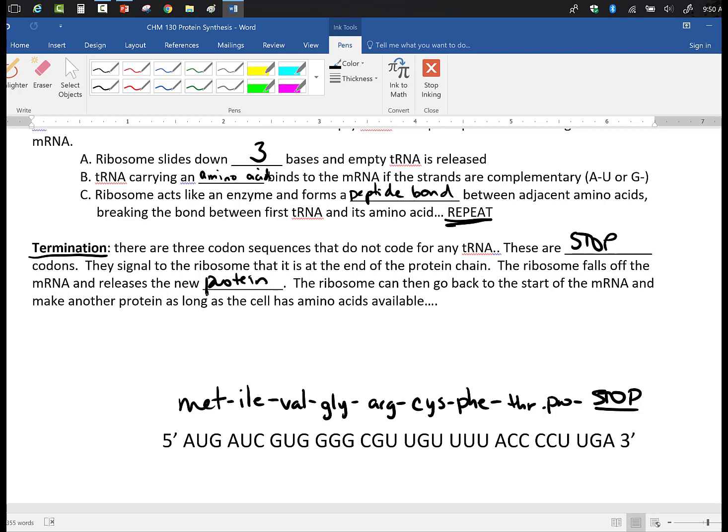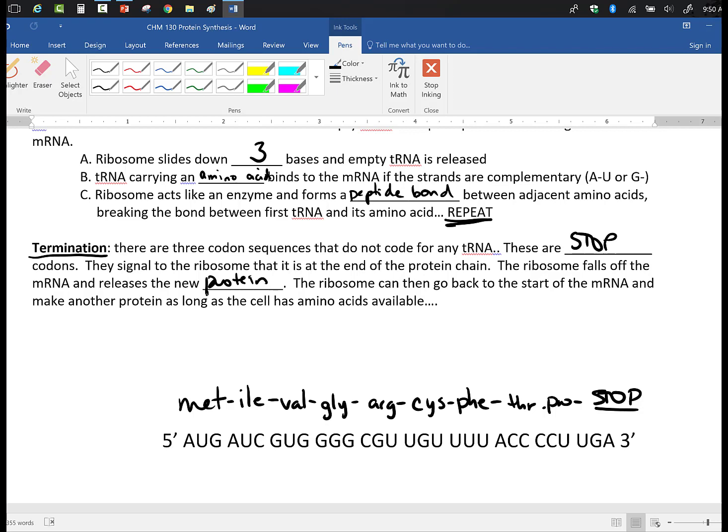In fact, you can even have multiple ribosomes on one mRNA strand. So they look like beads on a string. And they're all just running down, making this protein over and over and over again. So if the cell needs it, think about collagen. Think about hemoglobin. If the cell needs that inside the cell, you make this mRNA strand and it can get used over and over and over to make thousands of the same protein.